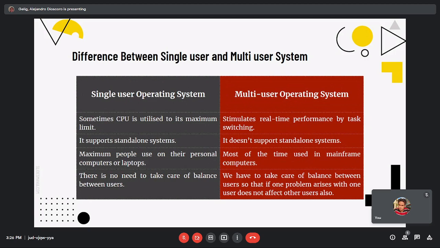which is in contrast to a multi-user operating system, because this system does not support standalone systems, meaning they cannot operate without the transmission and distribution of a network. This is a kind of system that is most of the time used in mainframe computers, where a balance must be maintained amongst users so that if one person has a difficulty, it does not affect the other users.